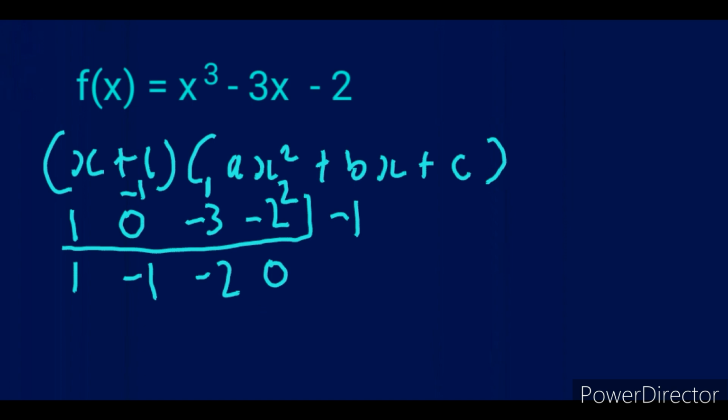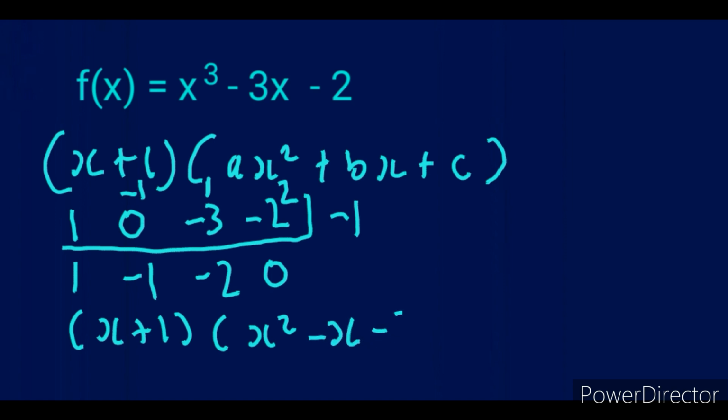So we know that whatever we're left with are the values of a, b, and c. So it means that our a is 1, our b is negative 1, our c is negative 2. So let's substitute. We're going to have x plus 1, and then our a is 1, so it's going to be x squared. Our b is negative 1, so it's going to be negative x.